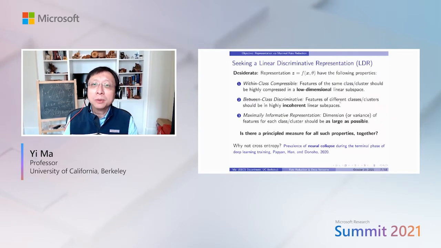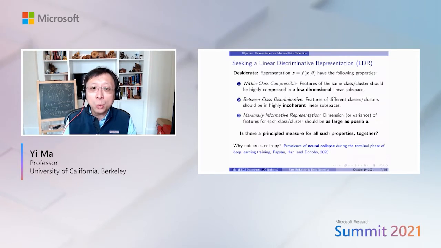So this brought us to the goal of what the representation should really be. What is a good representation, at least in the setting of classification? Here are three objectives. They're very natural. For images within the same class, we want the representation to be highly low-dimensional. They stay close together, and they lie in a low-dimensional linear subspace. And between classes, if samples belong to different classes, we want the representation to be highly incoherent.